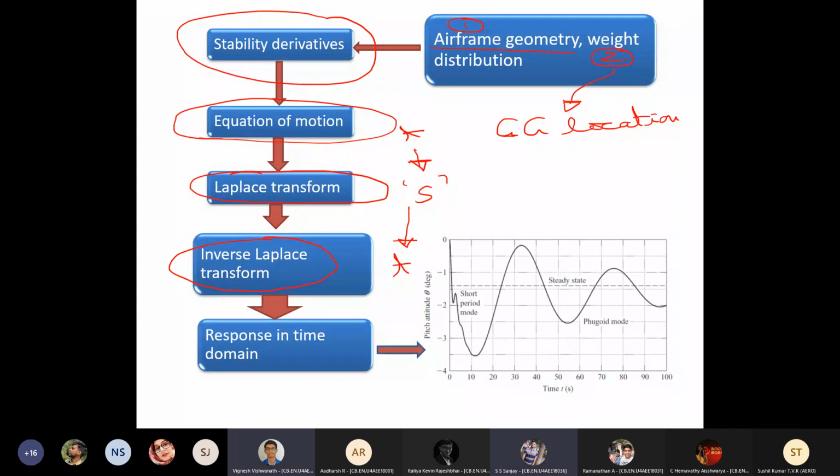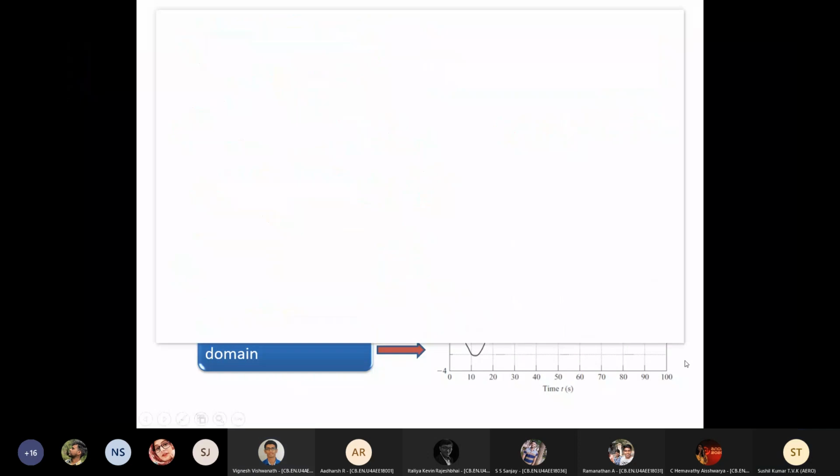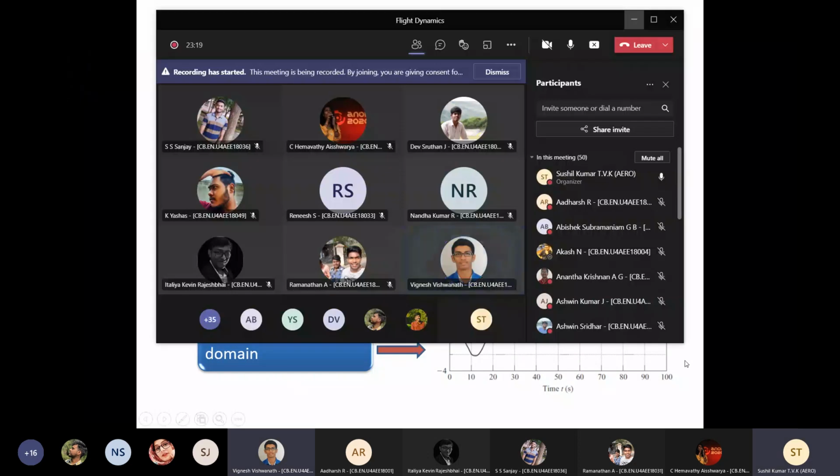Yes, Vignesh. I think we can also use the frequency domain itself to study. No, s is a complex frequency. Yes, it's a complex frequency. Do I really require it? Okay, what you're probably hinting at is some Bode plot or something, right? Yes, sir.